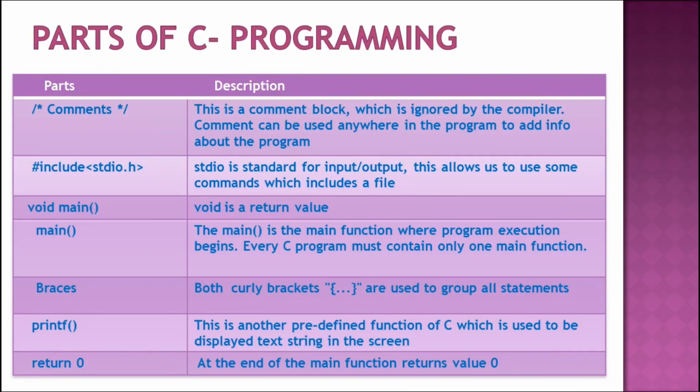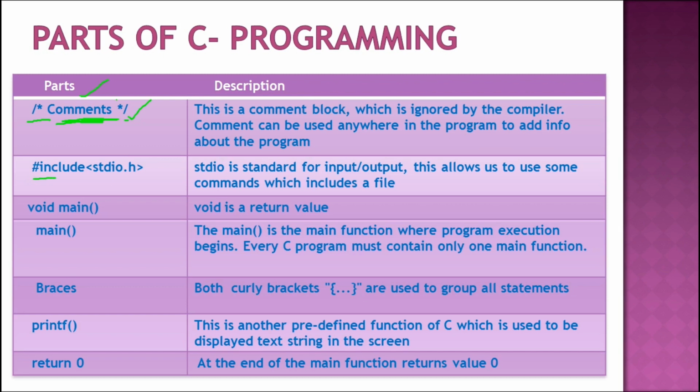And parts of the C program, if you see here, there is a slash asterisk and an asterisk slash. Whatever content is written in between acts as a comment. We can give a comment in any place in our program. See here, the description is that this is a comment block which is ignored by the compiler. Comments can be used anywhere in the program to add info about the program.